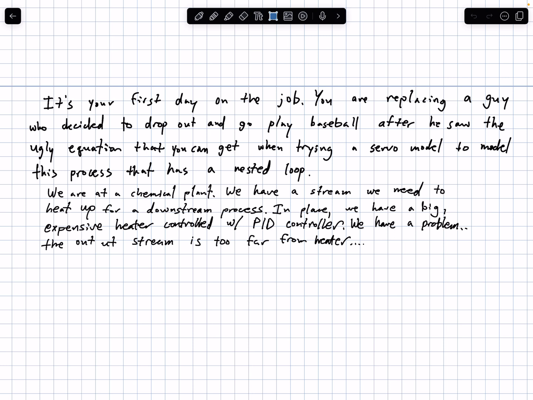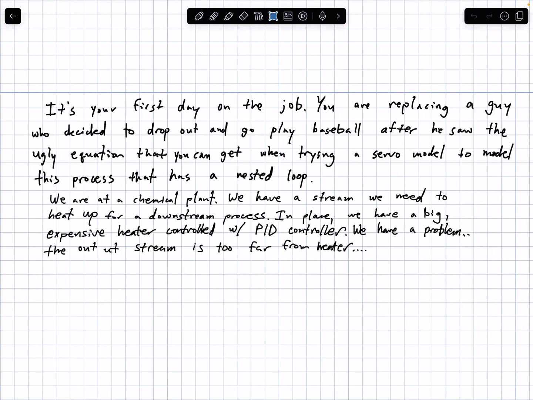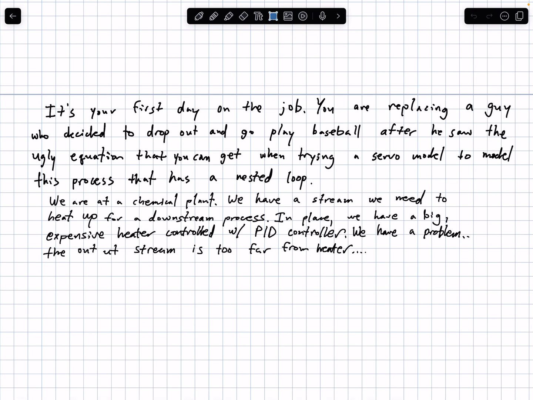But we have a problem. The output stream is too far from the heater. So in the winter, since the pipes are outside, we're going to be losing too much heat by the time it gets heated up to when we're going to the output. But in the summer, it's fine. So we won't always need to use this adjustment that we're going to make to the process, but we'll be able to turn it on and off if we need to solve the problem. And we won't have to spend too much money on it.